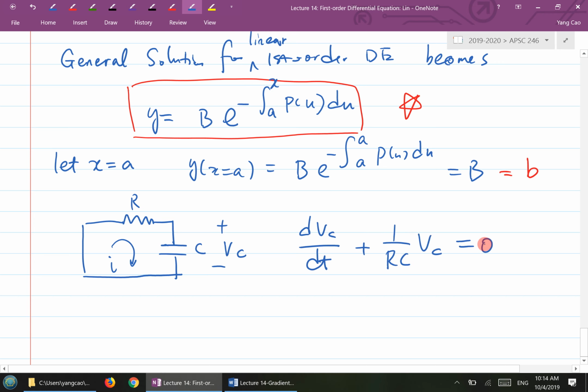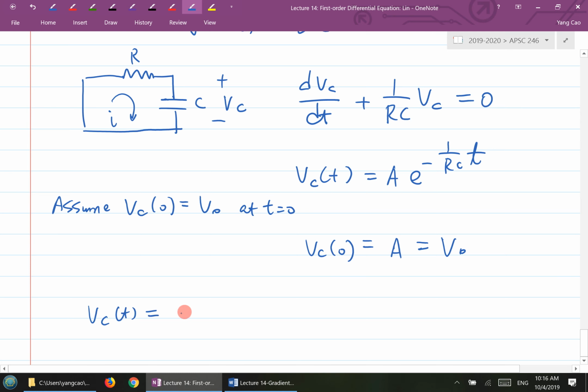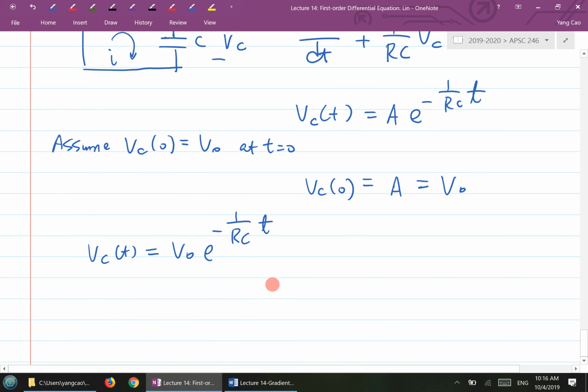Now, assume we have an initial value, which is a voltage V0 across the capacitor. Then this is basically at t equal to 0, right? This 0 here means at t equal to 0. Now we can substitute the initial value into the solution here. Once you substitute t equal to 0, the exponential becomes 1. You get A, and then the A value will be the same as the initial voltage V0. So your general solution will become a specific solution now. It becomes V0 e to the power -1 over RC times t. That's a typical procedure.